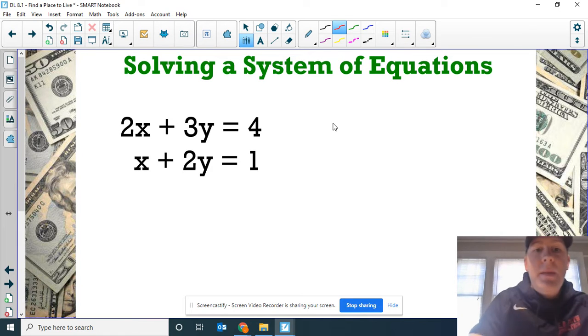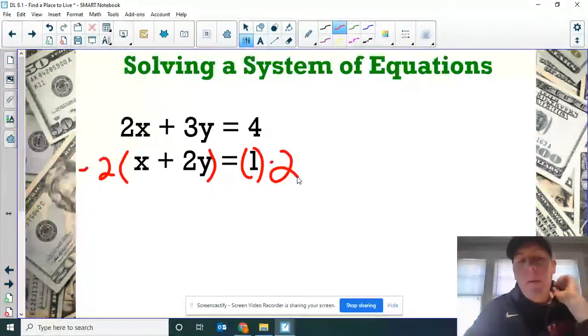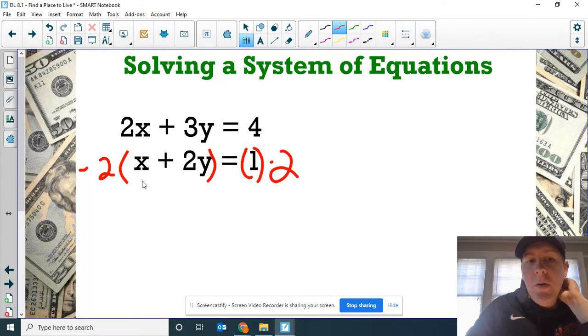We can do that by taking each term in this bottom equation and multiplying everything by negative 2. The thing to remember, guys, is that we can't just multiply one term by a number. It has to be every term in that equation. And the other thing I could have done is multiply both equations by a number.